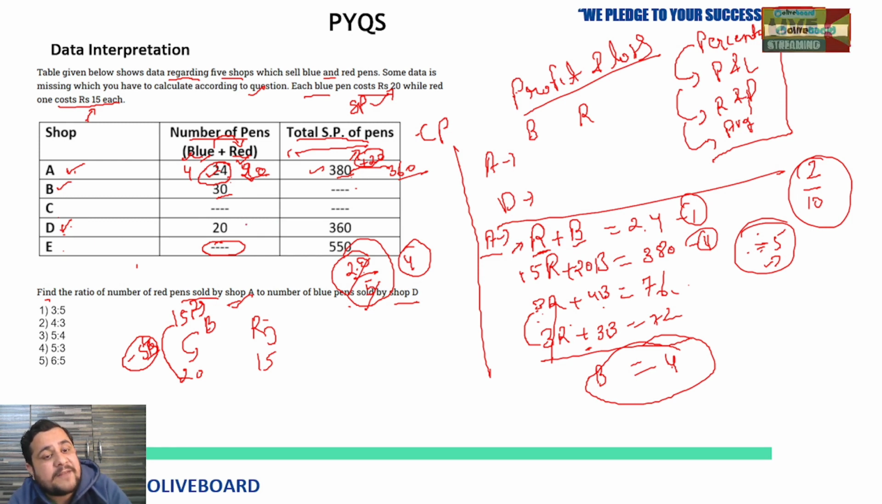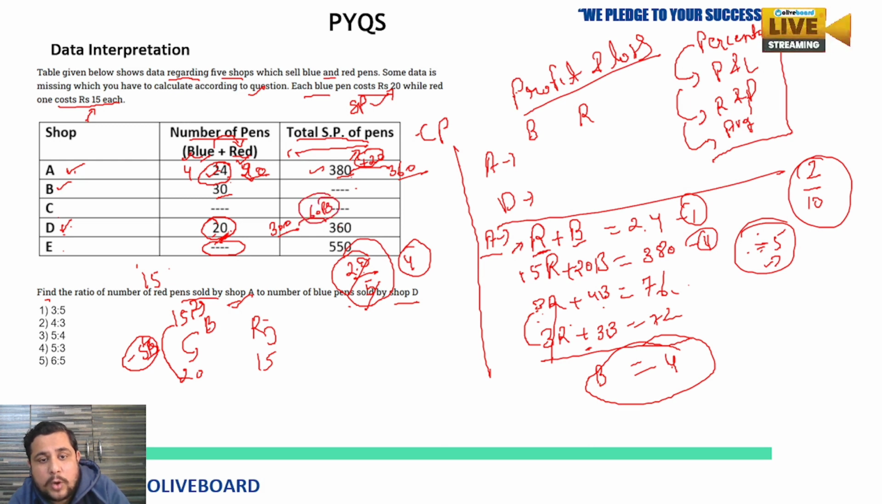Similar thing we will apply for D. Suppose here the number of pens is what? 20. The total number of pens is 20. So we will suppose the price, that is 15. So 20 into 15, 300. For blue pen and red pen, we are assuming the same price, 15. So 300. But actually the price is 360 rupees.